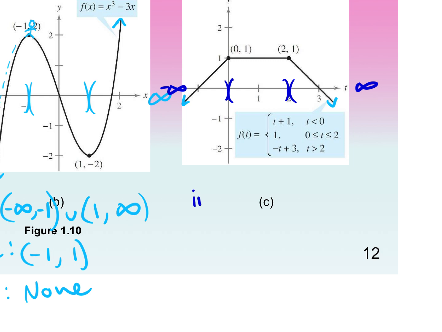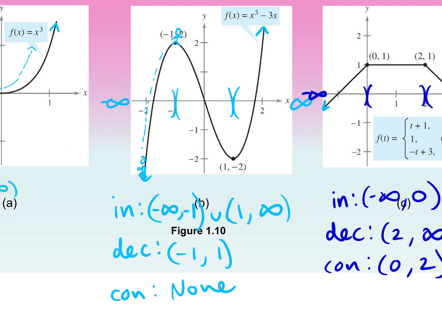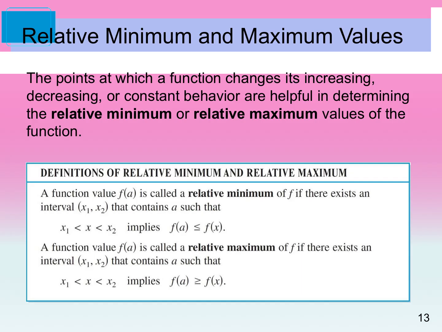So I'm increasing from where to where? Negative infinity to 0. Awesome. And then where are we decreasing? To positive infinity. Perfect. Are we constant anywhere here? It's from 0 to 2. Awesome. So domain, range, increasing, decreasing, and constant should be just a review for you guys. Next page talks about relative max and min.